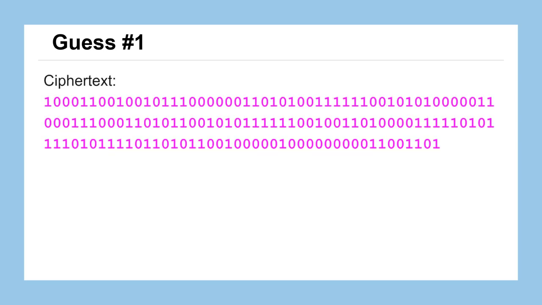So let's make a guess. We're using text here. Again, here's our ciphertext represented in binary. And we're going to guess that this is about the word Ruby. Ruby is another programming language, one that we have not talked about in this course.